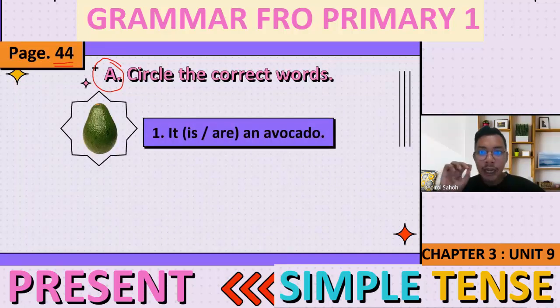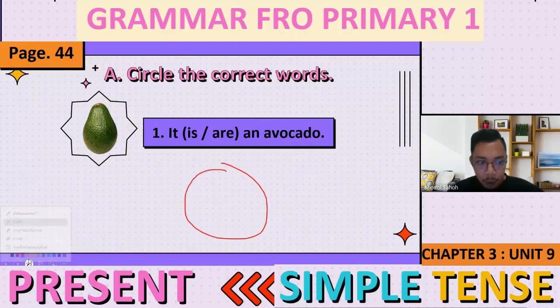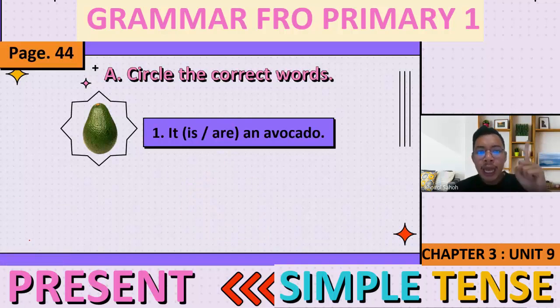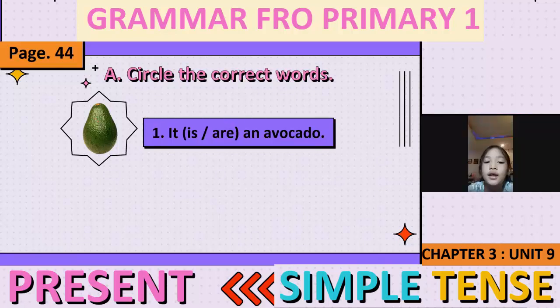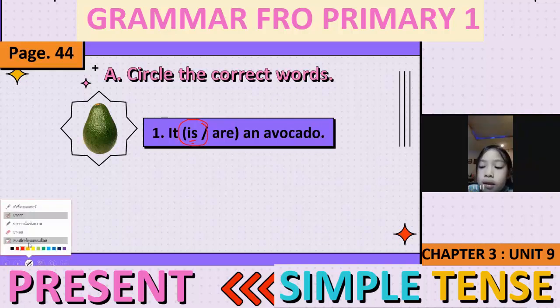Circle the correct word. You know circle means you have to circle. All right, this is circle. Okay, so number one, it is or it are? If you think that is the correct answer, you just circle.